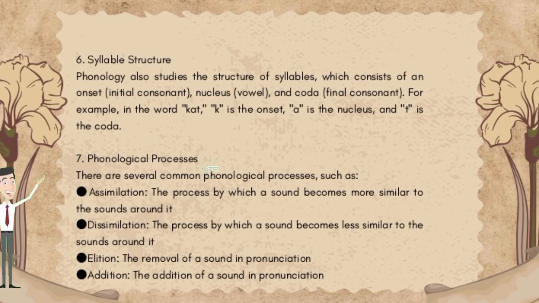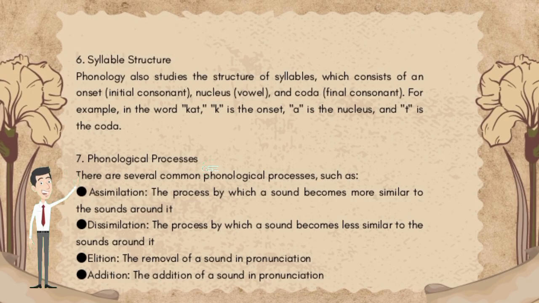And next, about syllable structure. Phonology also studies the structure of syllables, which consist of an onset or initial consonant, a nucleus or vowel, and a coda or final consonant. For example, in the word cat, there's k as the onset, a as the nucleus, and t as the coda. Last but not least, phonological processes.